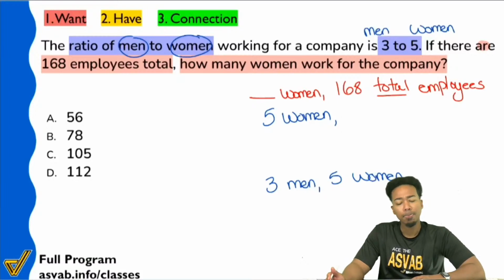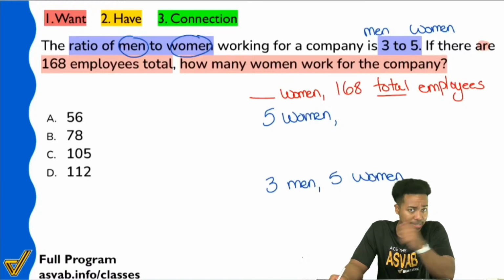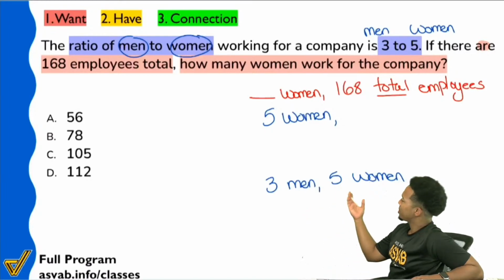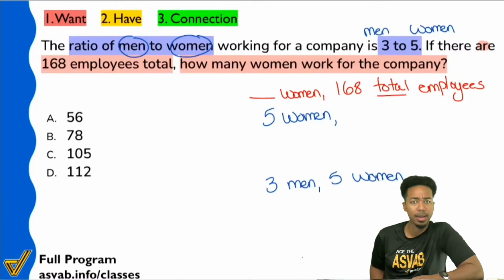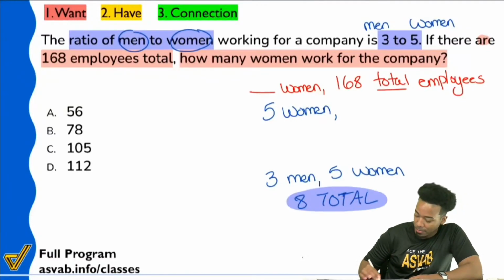And everybody, I actually don't have the total. Can I find the total for the blue? Can I find the total, everybody? Yes, they all mean the same thing. So think about it, everybody. If we have 3 men, 5 women, how many total people do we have? 8. And that's how we can find the information we're missing.